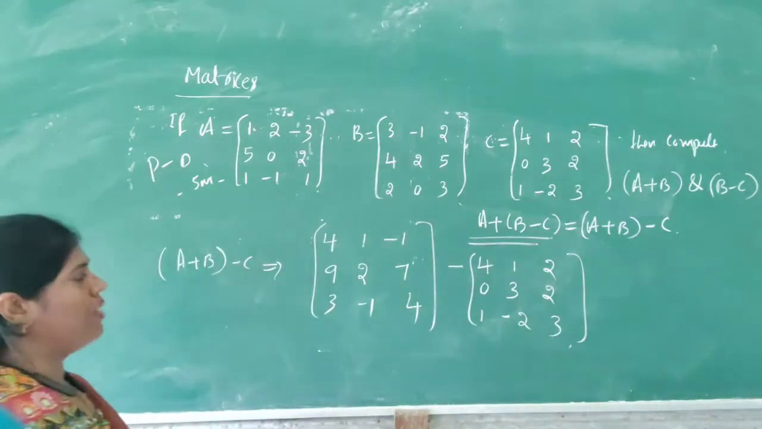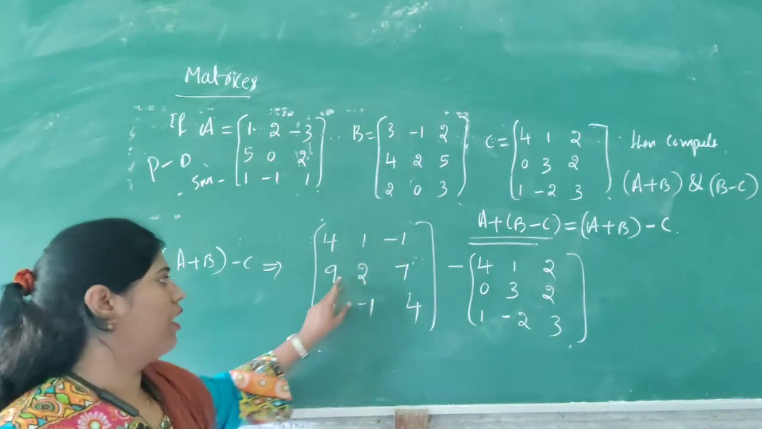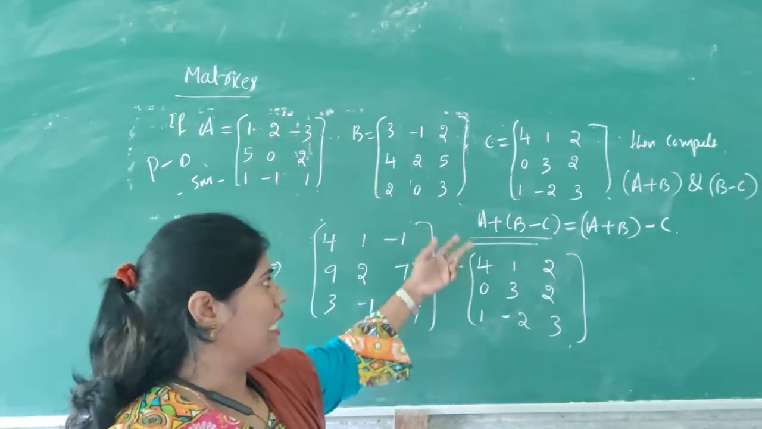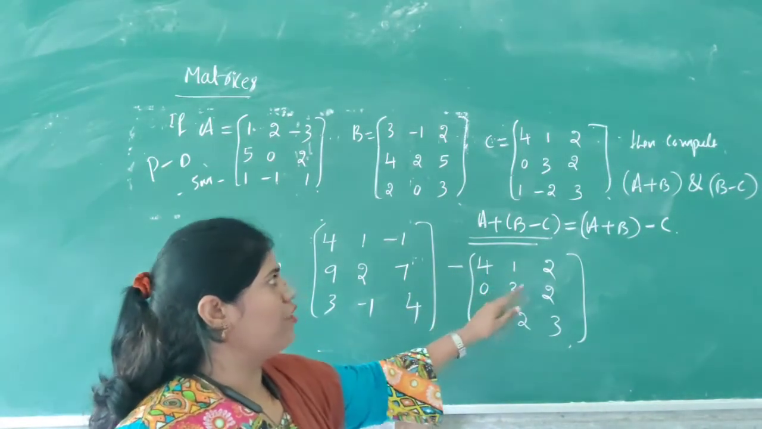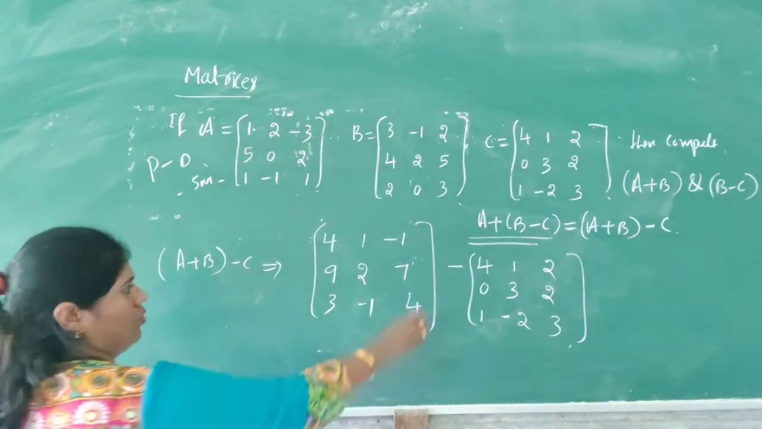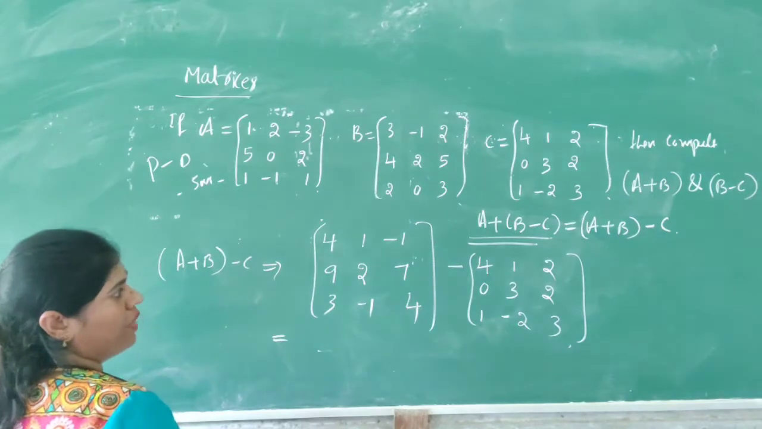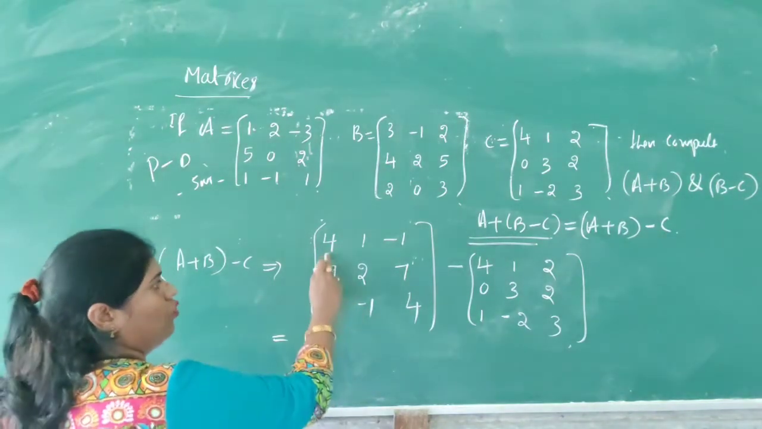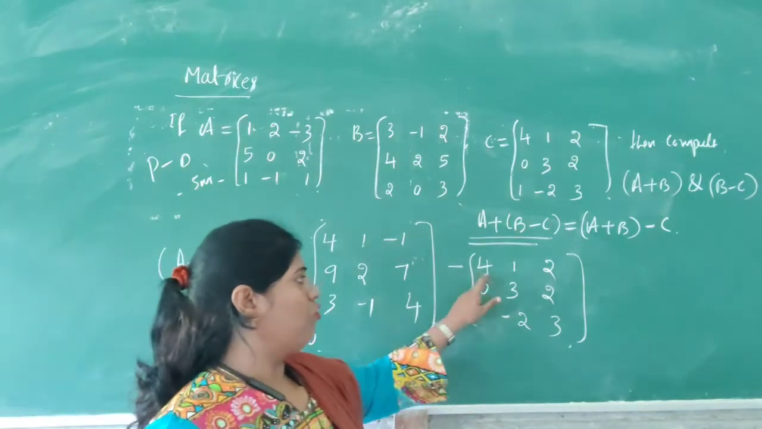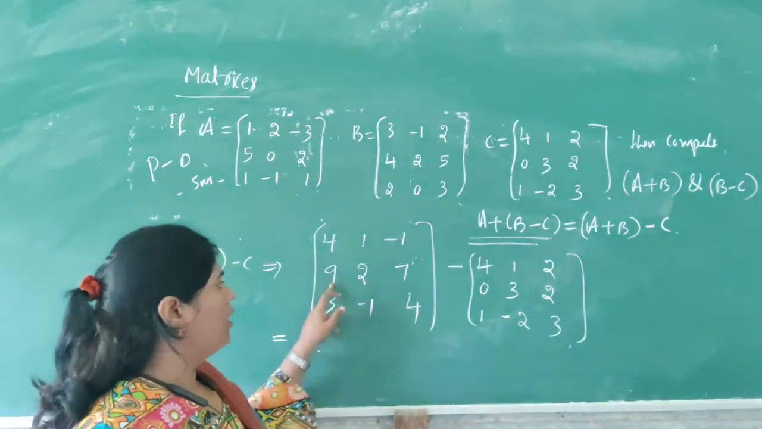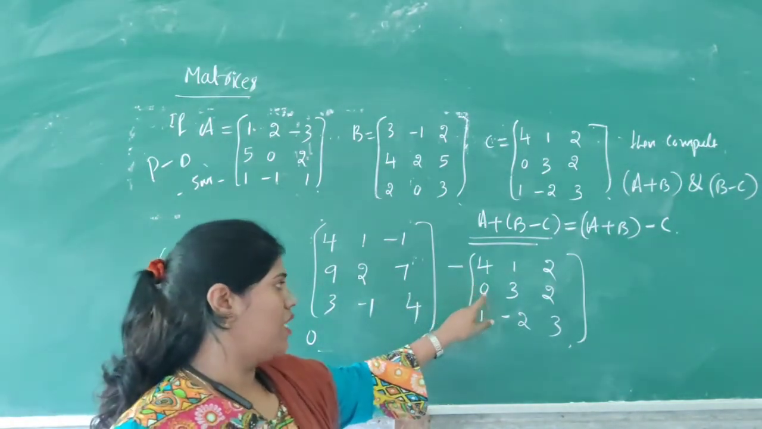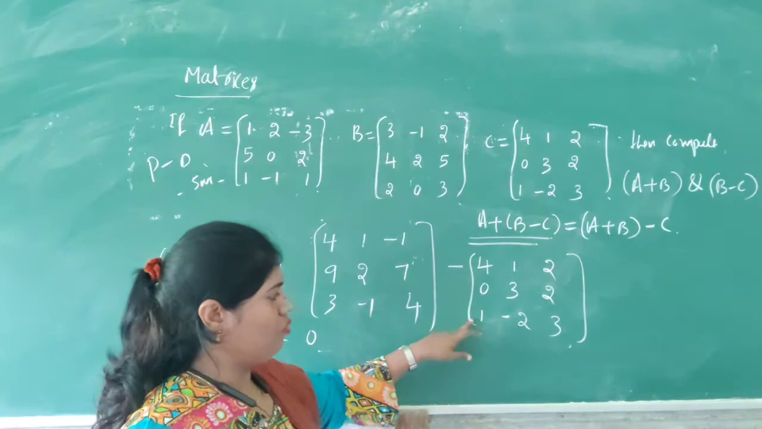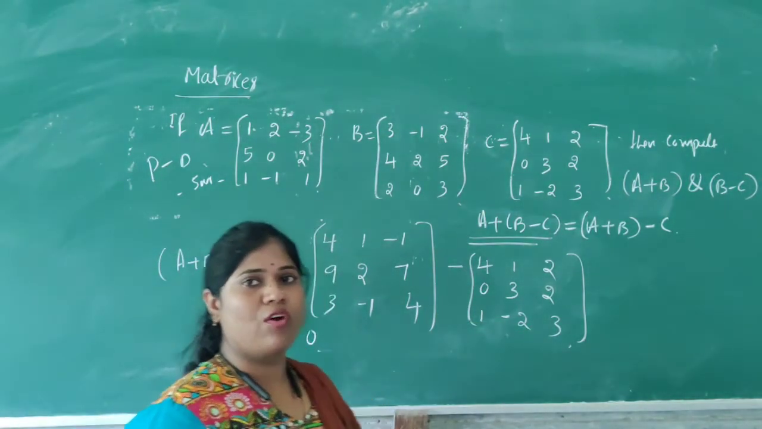Okay. So A plus B is 4, 1, minus 1, 9, 2, 7, 3, minus 1, 4. Then we have to subtract the matrix C: 4, 1, 2, 0, 3, 2, 1, minus 2, 3. So here there is a subtraction symbol now. 4 minus 4 is 0. We have to subtract the corresponding elements. So 4, 1, minus 1 corresponds to 4, 1, 2. In the second row, 9, 2, 7 corresponds to 0, 3, 2. In the third row, 3, minus 1, 4 corresponds to 1, minus 2, 3. The corresponding elements we have to simplify, okay?